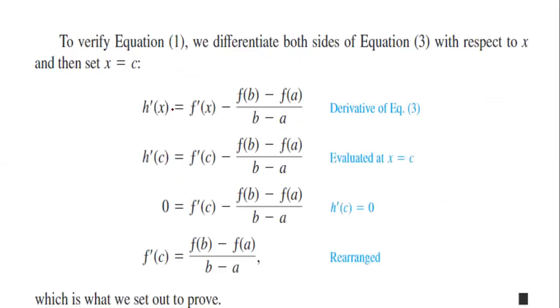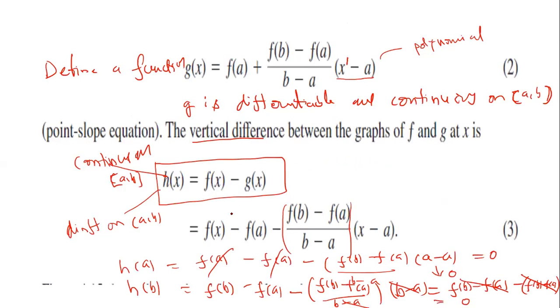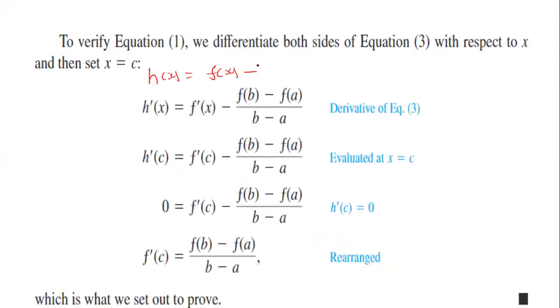But what is h? See what I told you about h(x). h(x) equals f(x) minus f(a) minus (f(b) minus f(a))/(b minus a) into (x minus a). This is the h(x). So now we can take h(x) equals f(x) minus f(a) minus (f(b) minus f(a))/(b minus a) into (x minus a). This is the h(x).